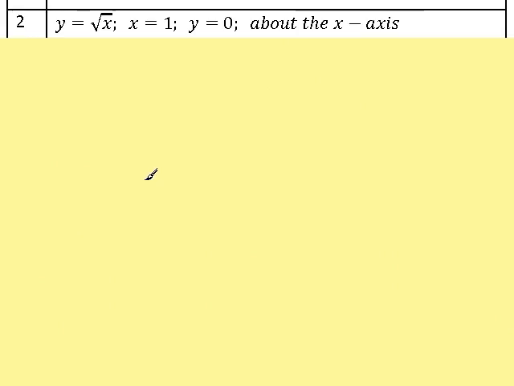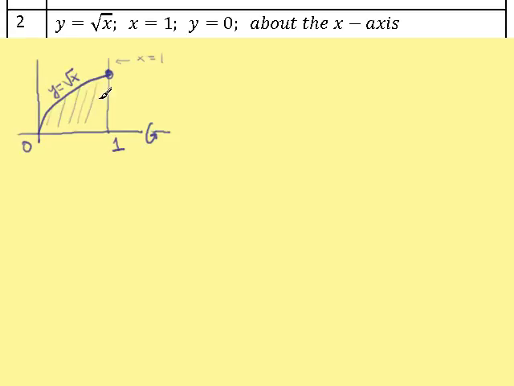Number 2, we want to revolve the region that's bounded by y equals square root of x and x equals 1 about the x-axis. So let's draw a little picture. So here's y equals square root of x. This is the line x equals 1. And we're revolving about the x-axis. So here's the region that we will be revolving about the x-axis.